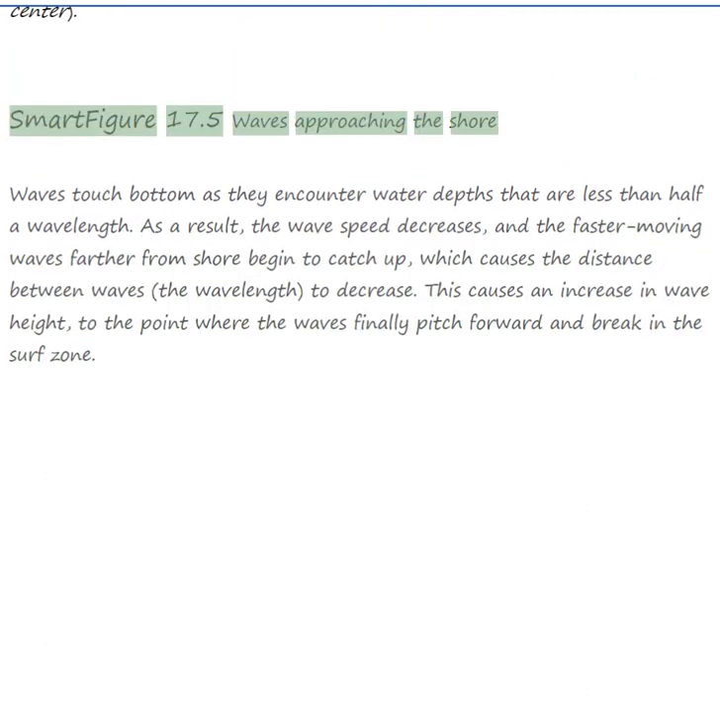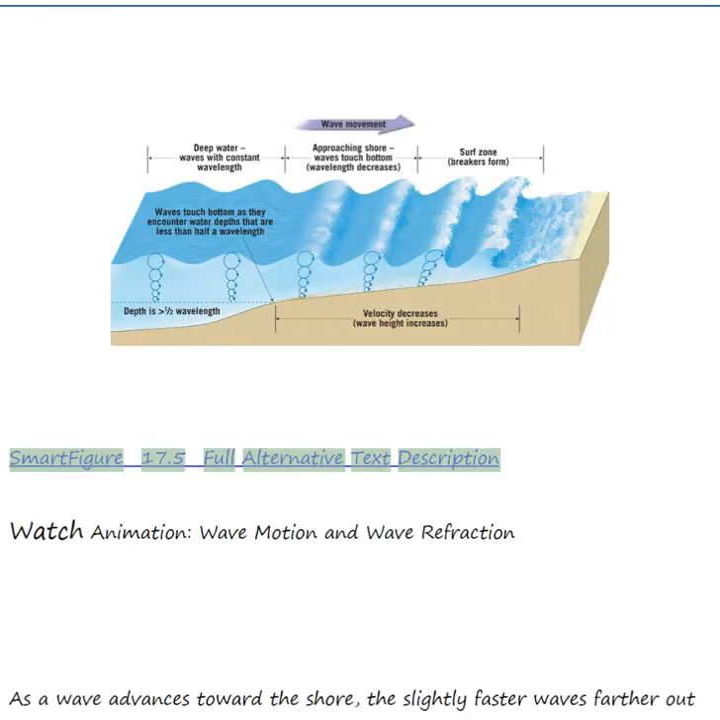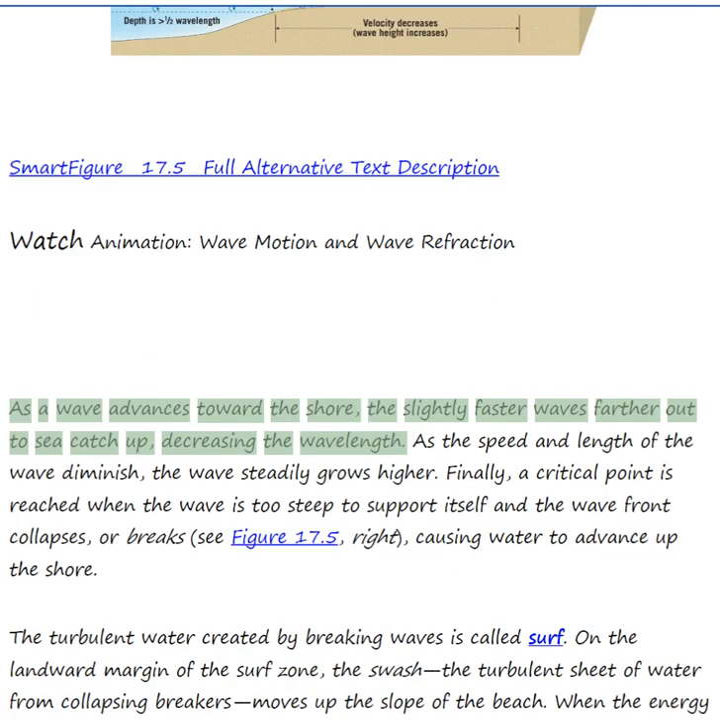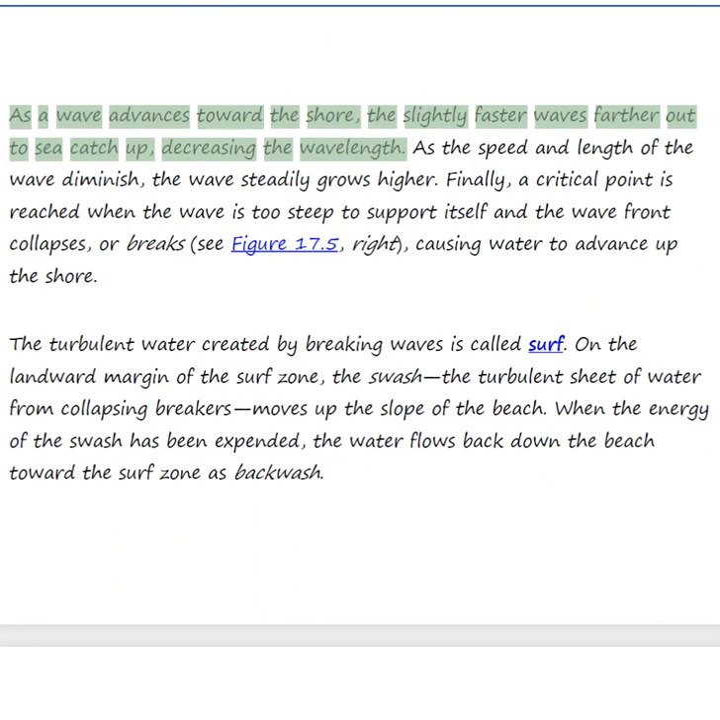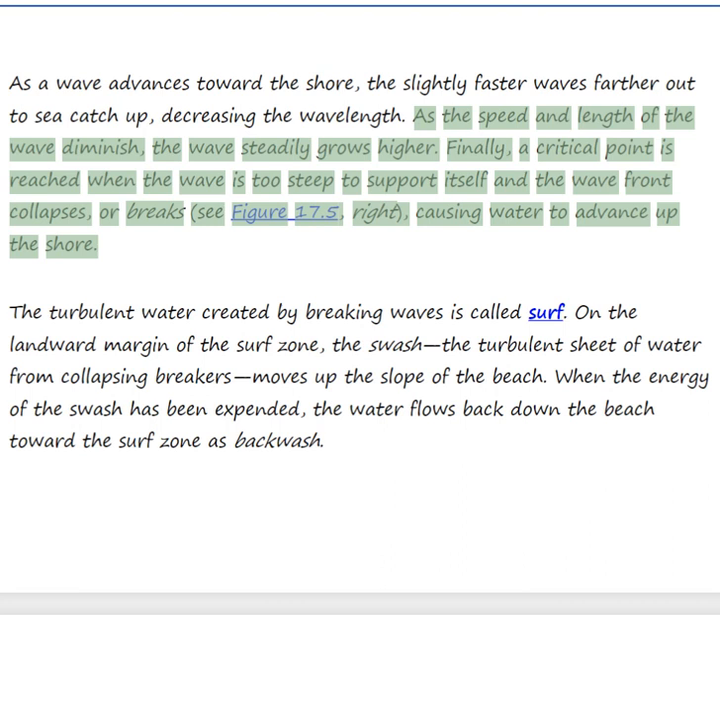Smart Figure 17.5 Waves approaching the shore. Smart Figure 17.5 Full alternative text description. As a wave advances toward the shore, the slightly faster waves farther out to sea catch up, decreasing the wavelength. As the speed and length of the wave diminish, the wave steadily grows higher. Finally, a critical point is reached when the wave is too steep to support itself and the wavefront collapses, or breaks, causing water to advance up the shore.